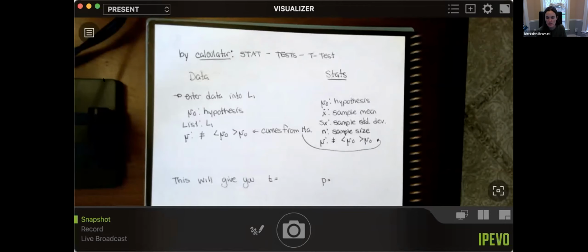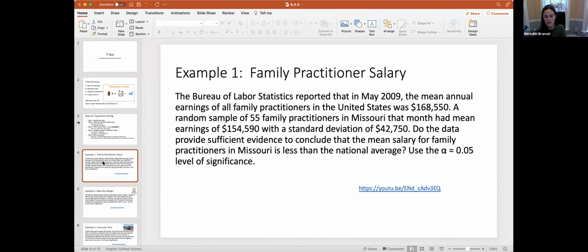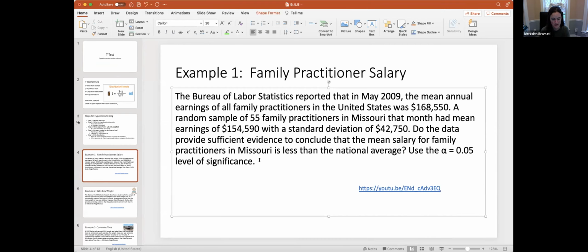Okay, ready to delve into a problem and try it out? Okay. So if you're following along with the slides, here is the first example. We have seen this before, so this is a repeat problem, but it's good for us to now focus on the math of it.